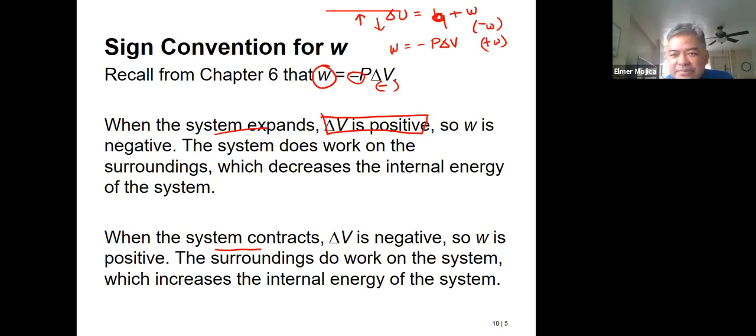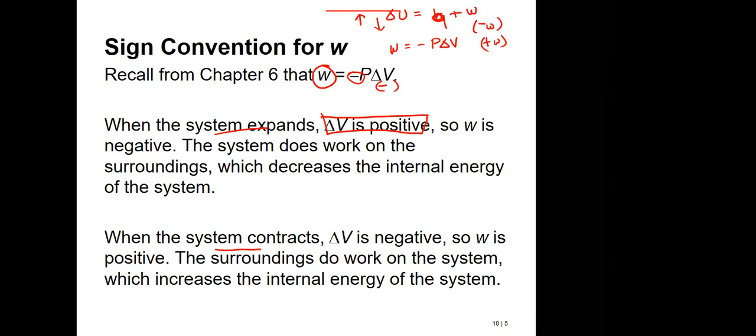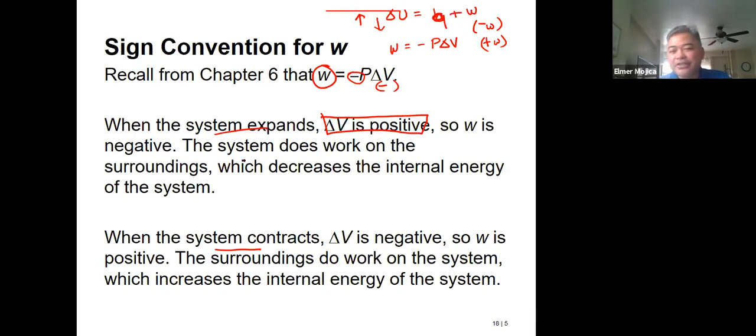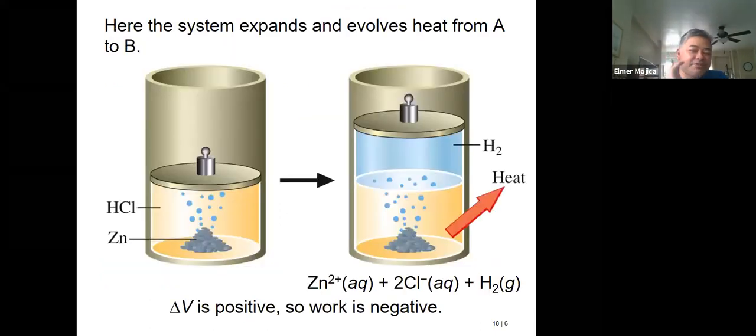Does this make sense? If you work, what happens? Do you feel energized? Or do you feel tired, right? So imagine you're the system. If you do the work on the surroundings, you decrease your energy. So you become a little bit tired, you lose energy. But if something does the work for you, you become more energized. Okay? So maybe that's the aspect that you can remember. So this is where you see how work is being done.